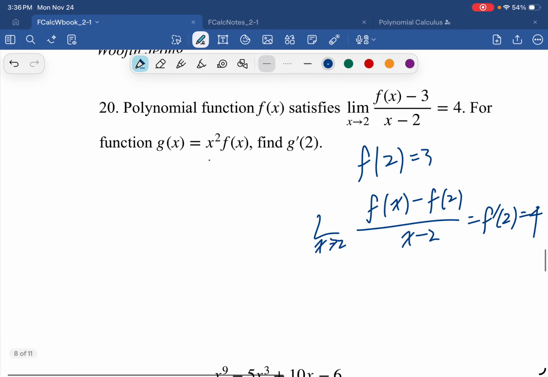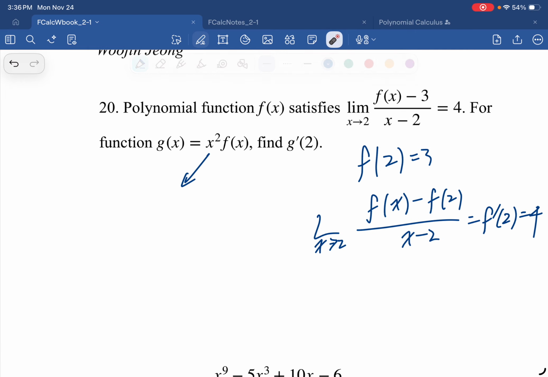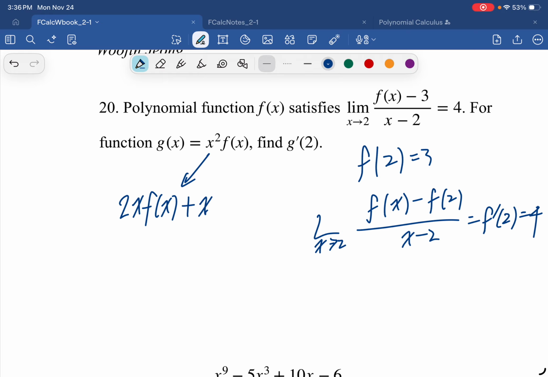Find g prime of 2. Let's use the product rule. So the two functions that we have multiplying is x squared and f of x, right? So we're going to take the derivative of the first one and leave the other one alone, plus we leave the first one alone and take the derivative of the second one.